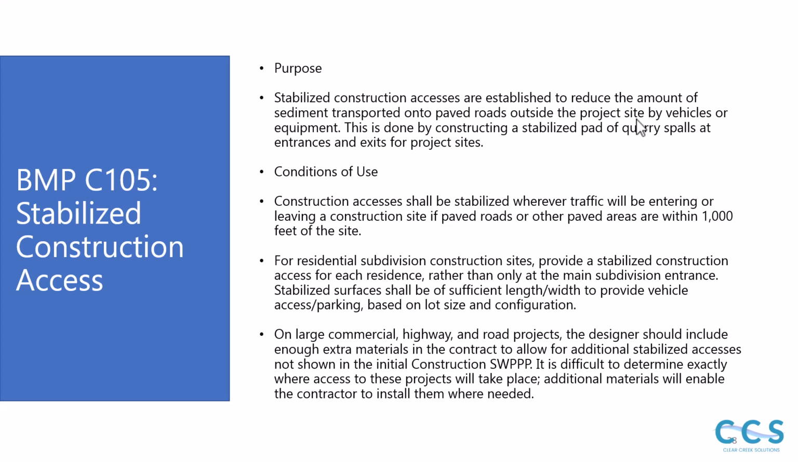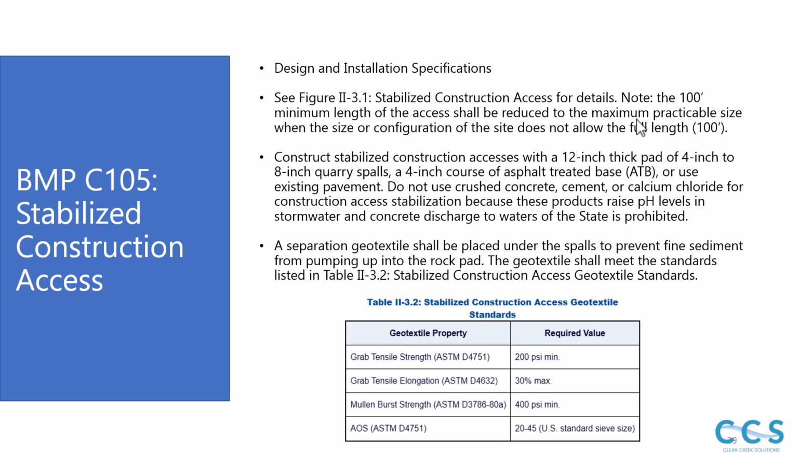On large commercial, highway, and road projects, the designer should include enough extra materials in the contract to allow for additional stabilized accesses not shown in that initial construction stormwater plan that we went over earlier. It is difficult to determine exactly where access to these projects will take place, and additional materials will enable the contractor to install them if it's needed.